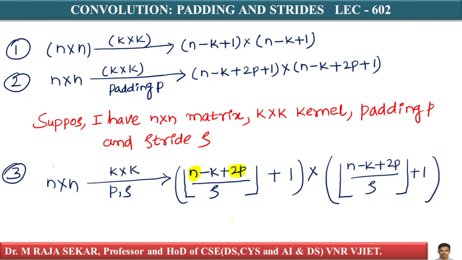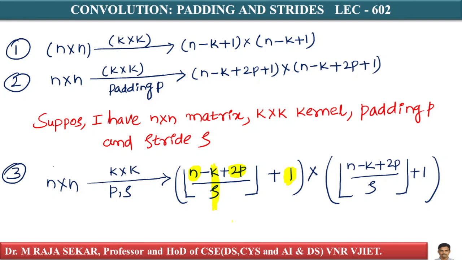Your n plus 2p. Why are you getting plus 1 here? The plus 1 is always there from the start. Minus k by s, what is this? Of course, you have to take the floor of this, obviously, isn't it? That's what we discussed. Very simple concept.